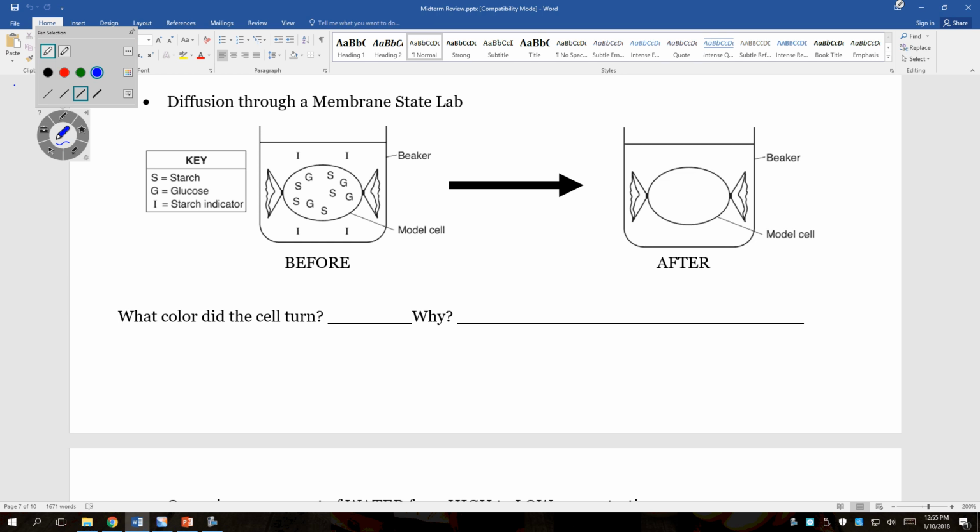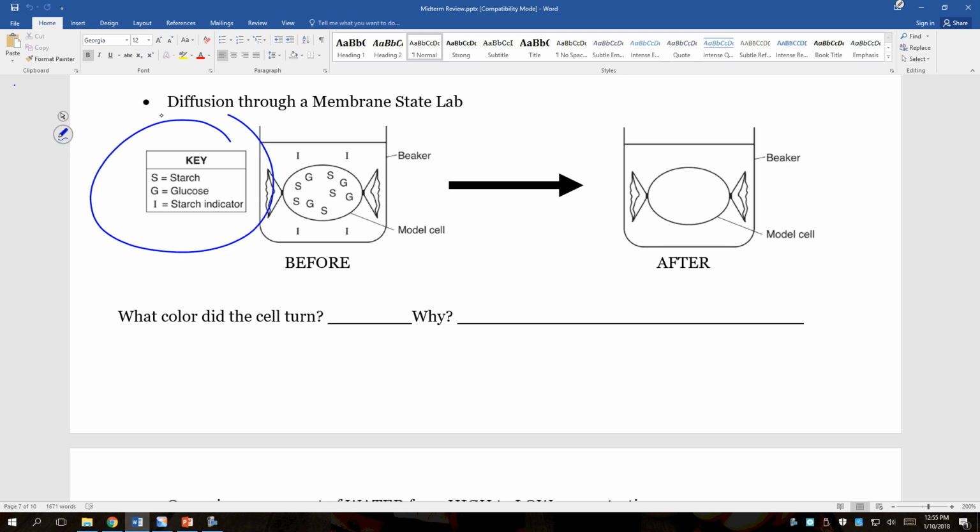The first thing I always like to do is I look over here at this key. And I'm going to identify what molecules are considered big and then what molecules are considered small. So I have starch. Starch is big. Remember, it's made up of a lot of simple sugars all bonded together. Then I have glucose. Glucose is going to be small. It's just one simple sugar. And then starch indicator, which also goes by the name iodine, is also going to be small. Anything that's small, it can easily diffuse. It's not going to need to be digested.